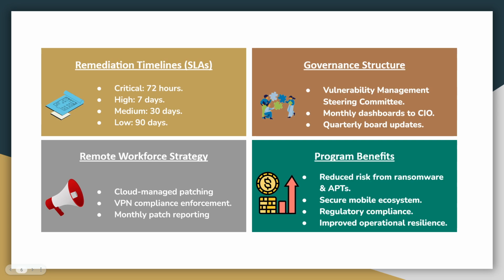So a mature program will require predictable remediation timelines. So I propose the following SLAs. For critical vulnerabilities to be patched within 72 hours, for high-risk vulnerabilities within 7 days, for medium-risk vulnerabilities within 30 days, and for low-risk vulnerabilities within 90 days. These timelines align with the standard industry expectations and significantly reduce the window of exposure.